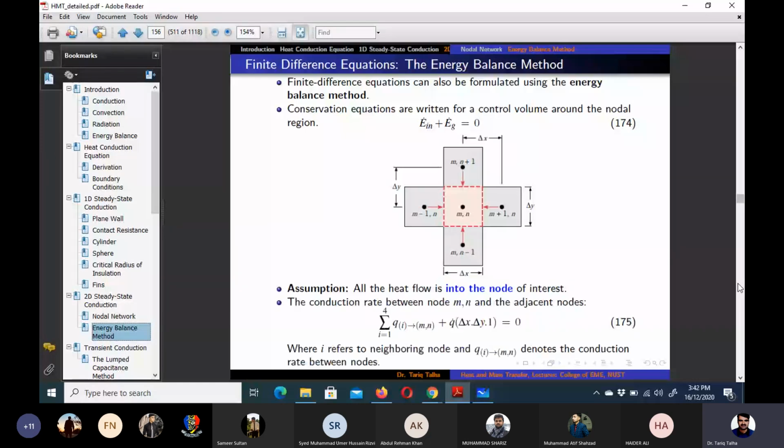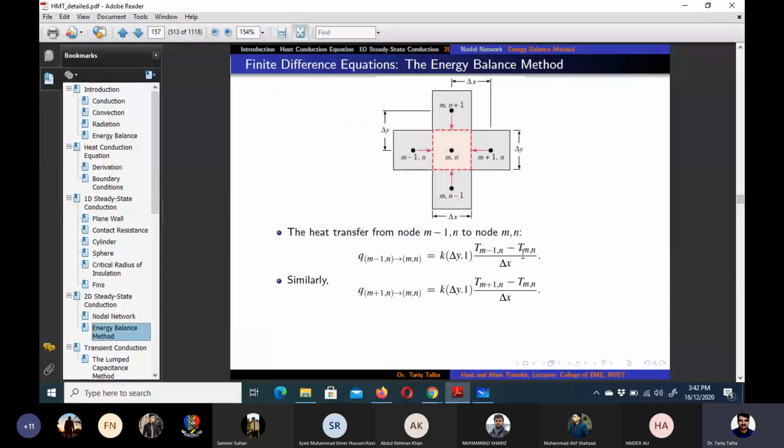And then this is equation 175, which we discussed, that this principal node Mn has four neighboring nodes. We can send heat into this node. So these are the four nodes. And then the second term is the volumetric heat generation if that phenomenon is present in that body. The determination of those heat transfer rates is quite straightforward.